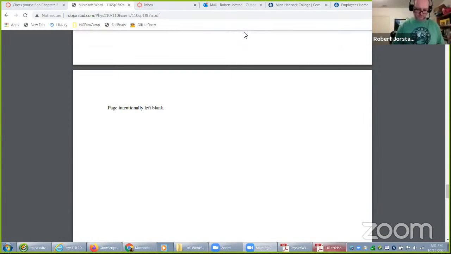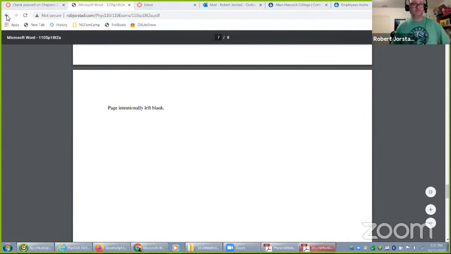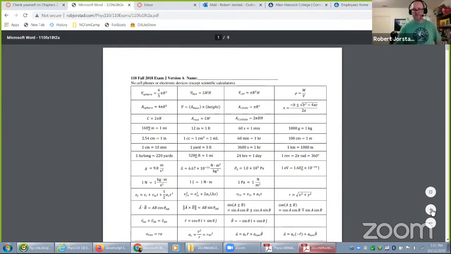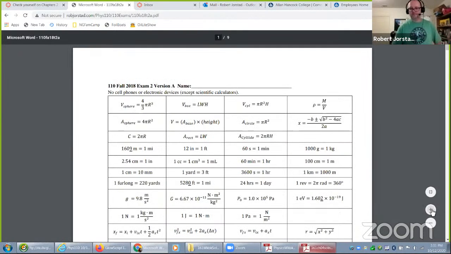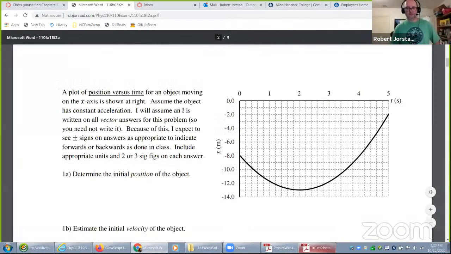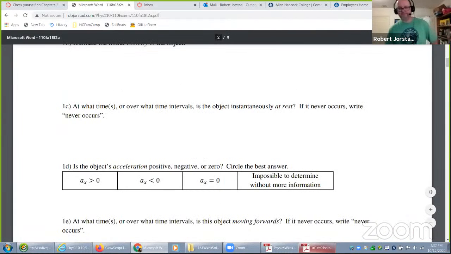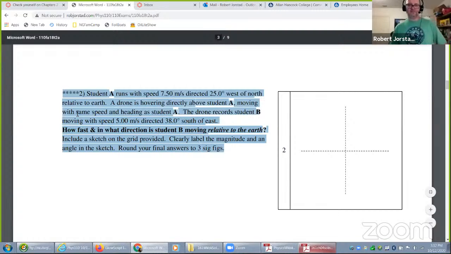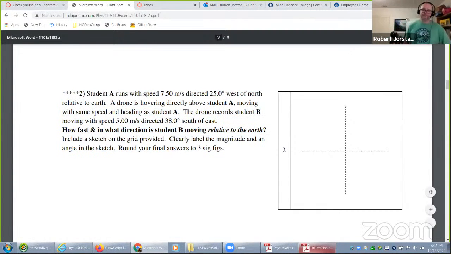Hold on. Let's go see what the other one looked like. This one. Okay, some graphing stuff. Looks like some relative motion stuff. Let's take a look at this one. All right.